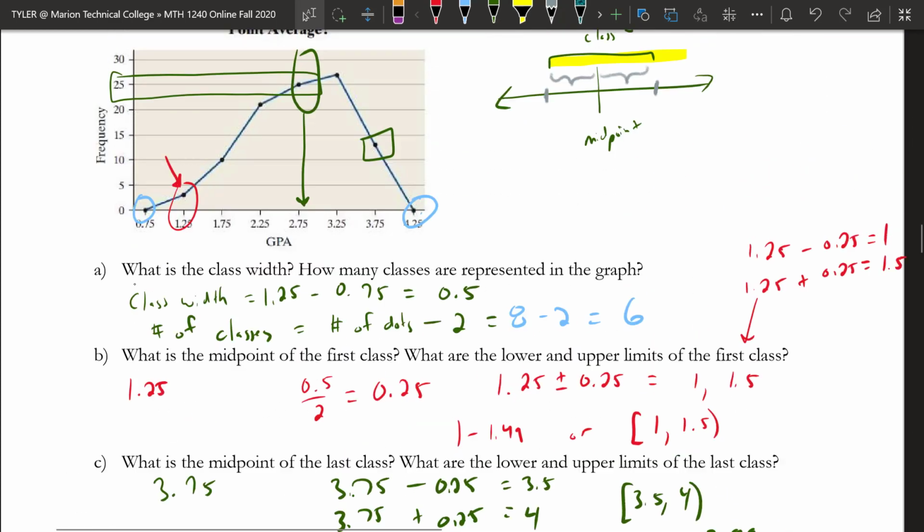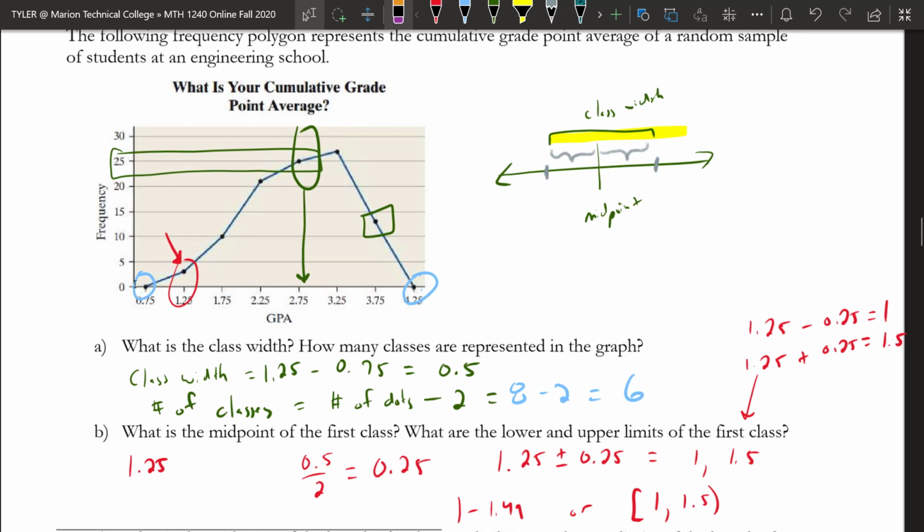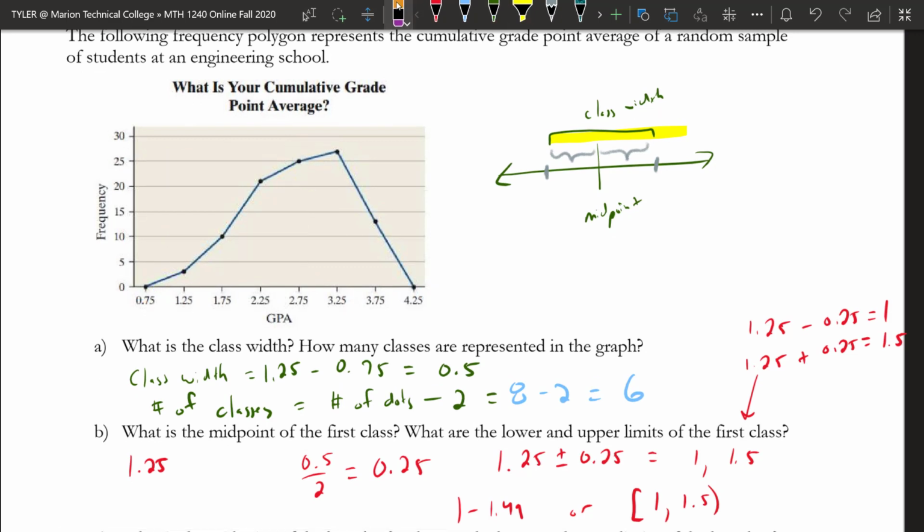Right? So we'd be looking up here. Let me erase things on here. Remember that these two dots are not classes, so I'm looking for the class that has the fewest number of students. The dot that's closest to the x-axis is going to be that value, 1.25.